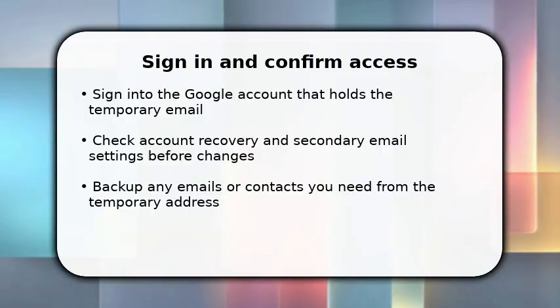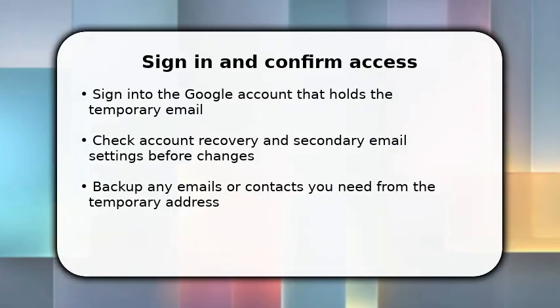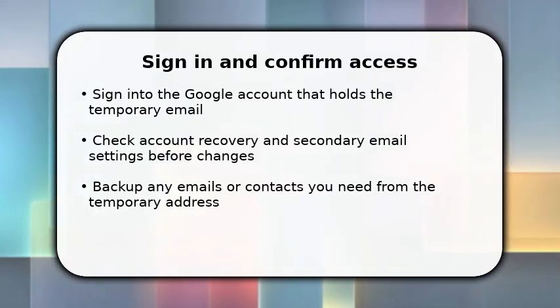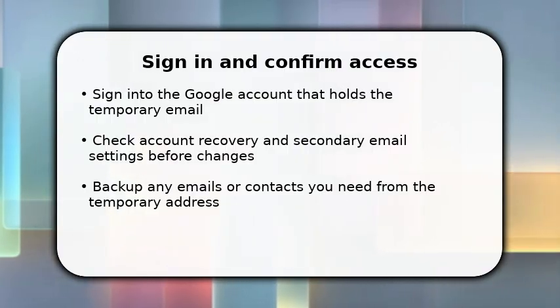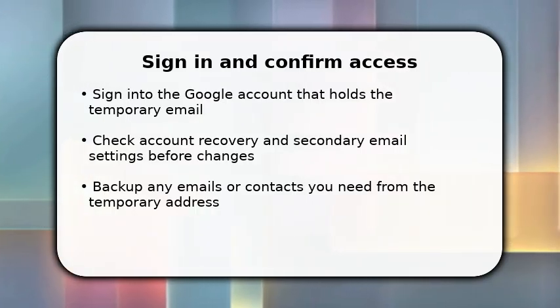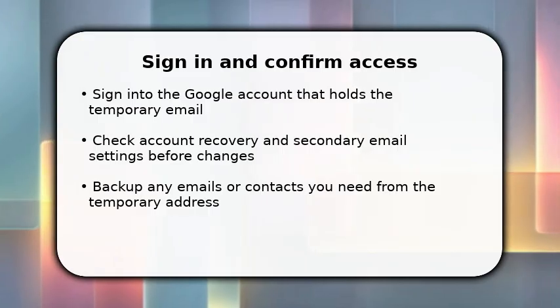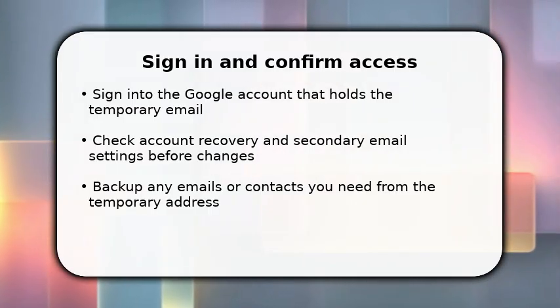You start by signing into the exact Google account that currently has the temporary Gmail alias. Once signed in, open your Google account settings. You want to confirm you can still recover the account and that no essential mail or contacts rely on this temporary address. Make sure to export or forward any messages you want to keep.